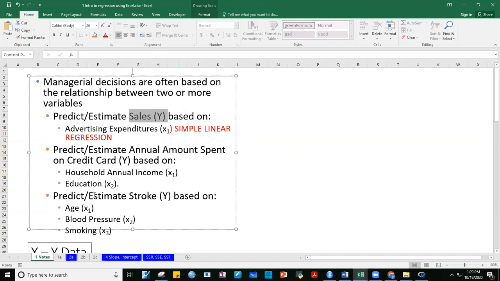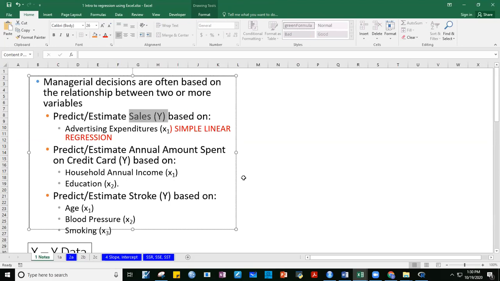Now, in the next example, you're trying to explain your credit card usage based on two variables. And your variables are household annual income and education. So is there a relationship between household annual income and credit card usage? If the household income increases, does it necessarily mean that your credit card use also increases? So is there a relationship? Is there an association? Is there a correlation between these two variables?